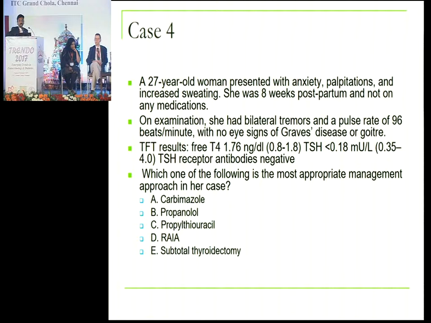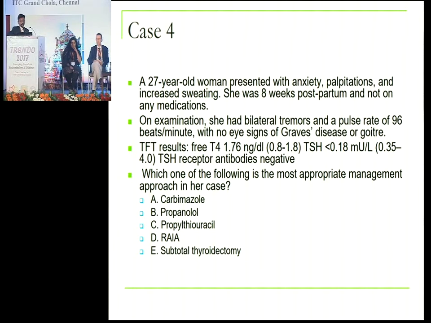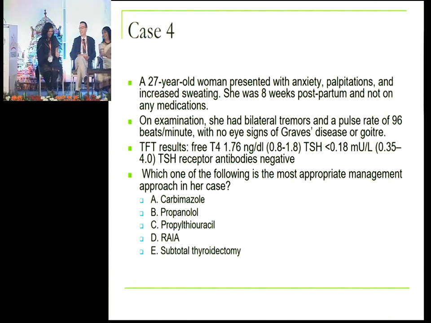So how many for A, carbimazole, anti-thyroid drugs in this case, 8 weeks postpartum, TFT suggestive of hyperthyroidism? B, propranolol, C, propylthiouracil, radioiodine ablation, subtotal thyroidectomy. It's almost no one for any of the answers.